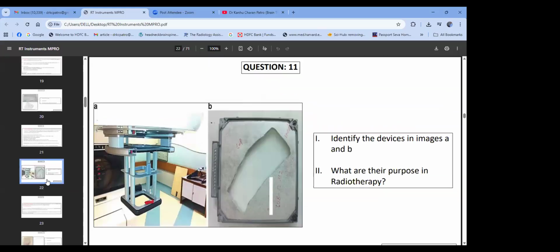So identify the device and its purpose in radiotherapy. So A is an electron applicator which will be placed on the treatment head to collimate and direct the electron beam towards the patient. And B is an electron cutout. Electron cutouts are kept along the pathway of the beam. Okay.